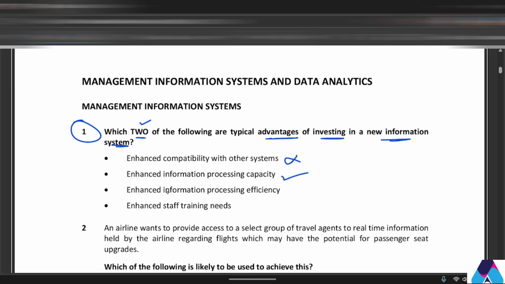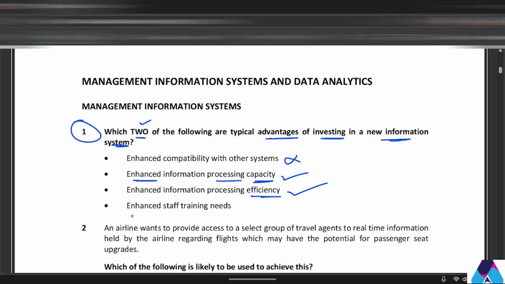Then it says enhanced information processing capacity. Yes, that is correct, because a new system is designed to process info faster, better, and with fewer errors, right? So yes, the processing capacity is going to be enhanced. Okay. Now the third option says enhanced information processing efficiency. So yes, a new system should allow the organization to handle more data and do it more efficiently, right? So if you are investing in a new information system, it must have enhanced processing capacity and enhanced processing efficiency, right? That's the whole point. So yeah, this is also correct.